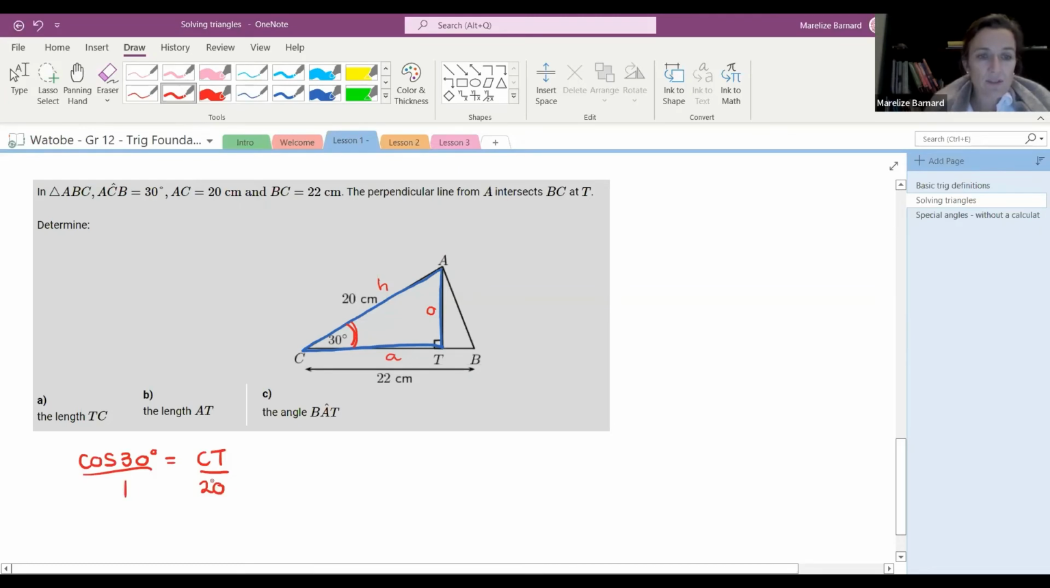Okay, we do our cross multiplication thing here. Very important that you understand this bit about the cross multiplication because you use that a lot in trigonometry. Also when you do sine rule later on. So cos of 30 times 20 gives me, is there a rounding instruction here? No. So we can round to 2 decimal places. I get CT is 17,32 centimeters.